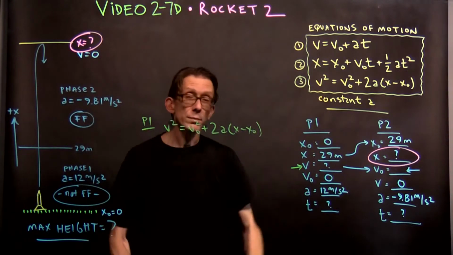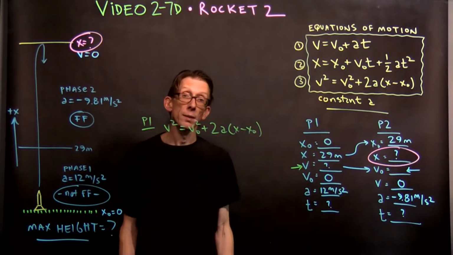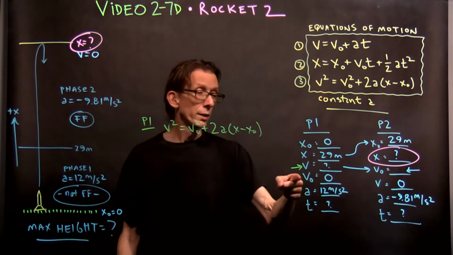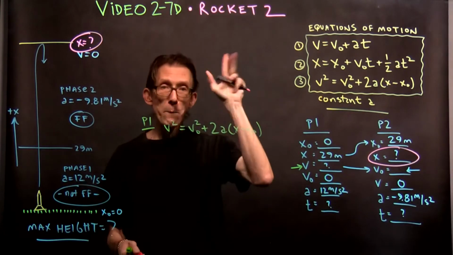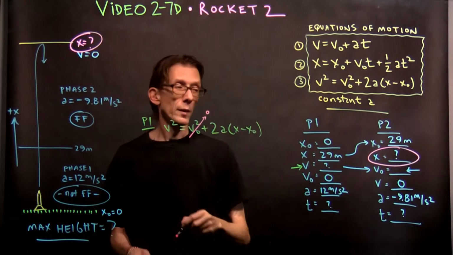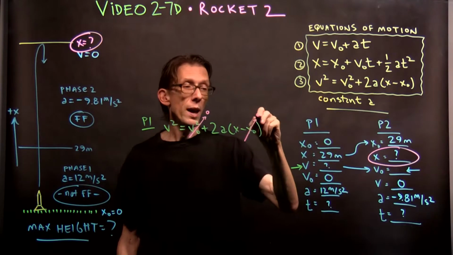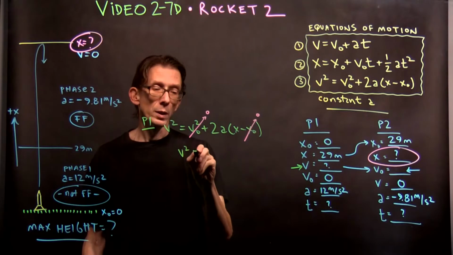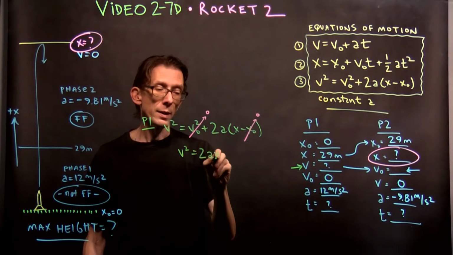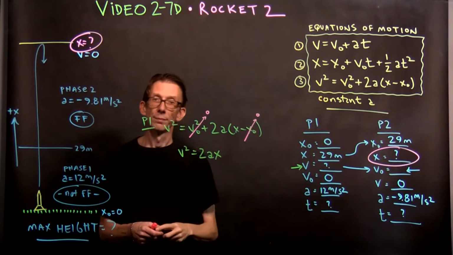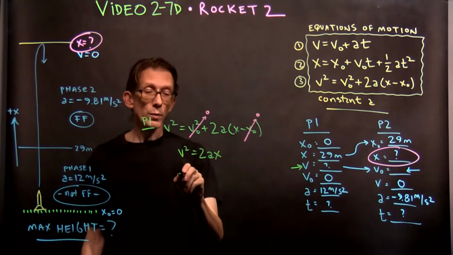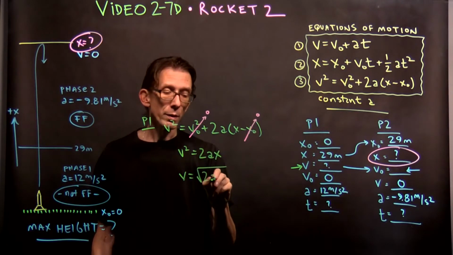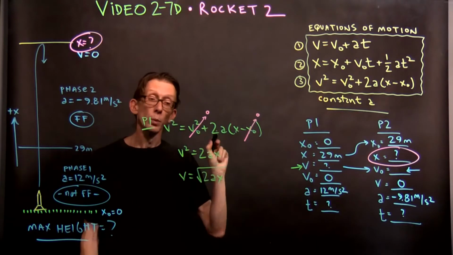And some of these things, as almost always happens, but not every time, are 0. V naught is 0. This term goes away. X naught is 0, so that goes away. And we're left with something very simple. V squared is 2ax. So v is the square root of 2ax.